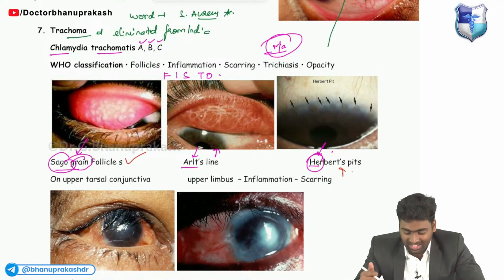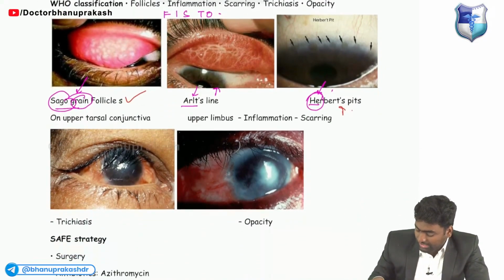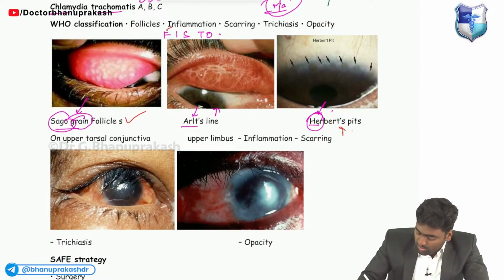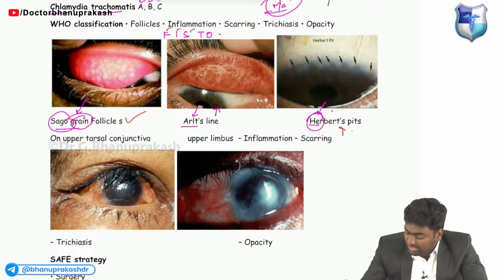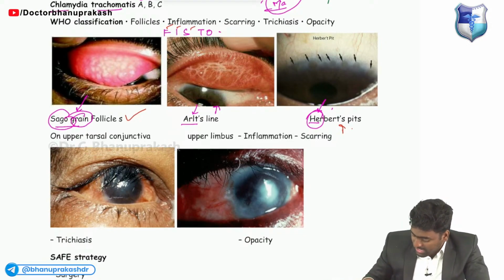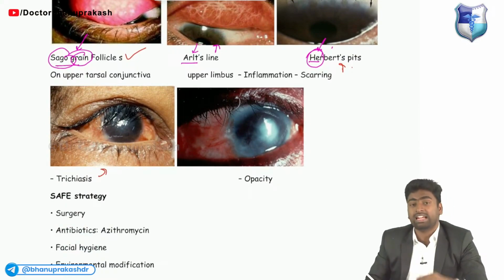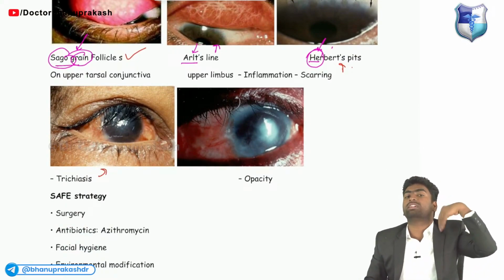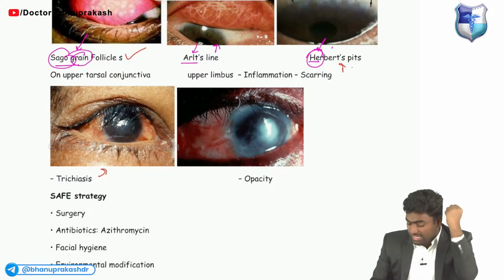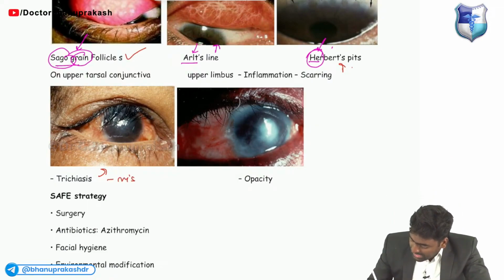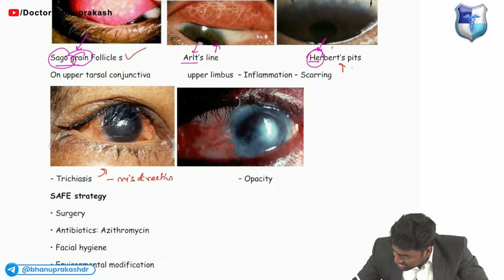Fine. And this is this FISTO. F for follicles, I for inflammation, S for scarring, then this Herbert pits, then this trichiasis, means instead of the eyelashes being normal, they will be turned inward and will be causing rubbing of the eyes. So it is known as trichiasis. So it is the misdirection. It is the misdirection.